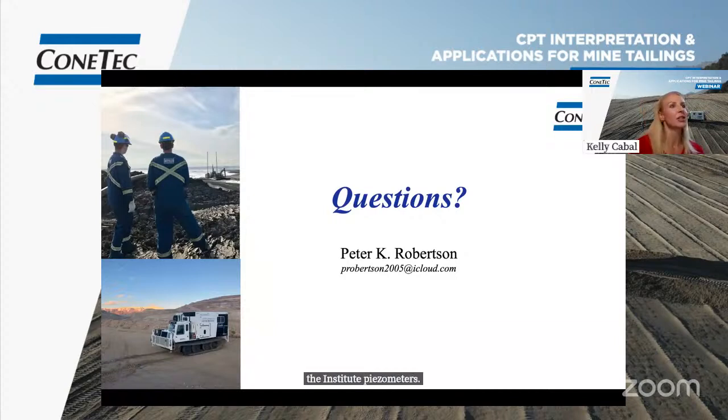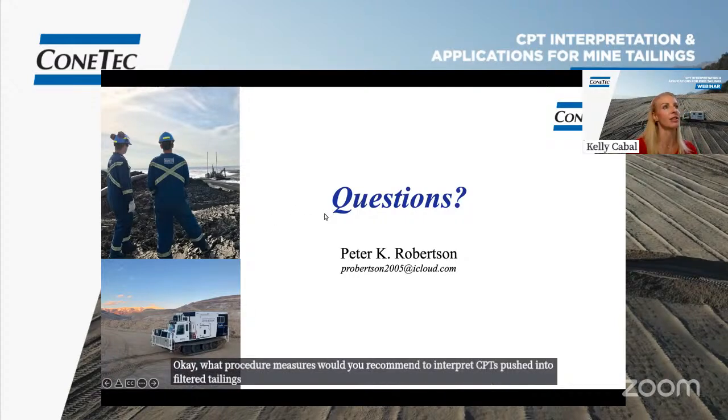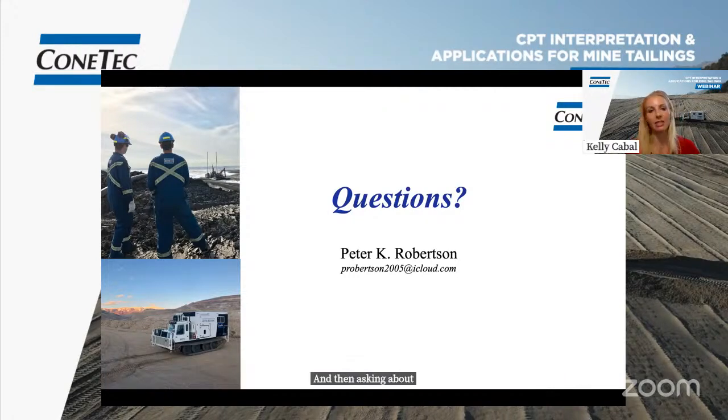Okay, what procedure measures would you recommend to interpret CPTs pushed into filtered tailings with very low dynamic pore pressures and zero or near zero equilibrium pore pressures? And then asking about suction affecting the CPT interpretation.